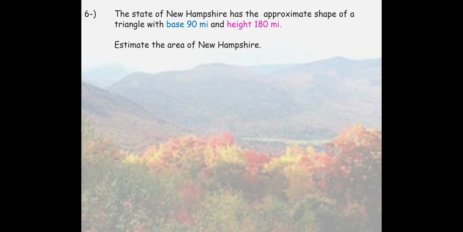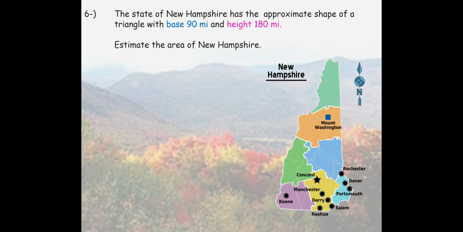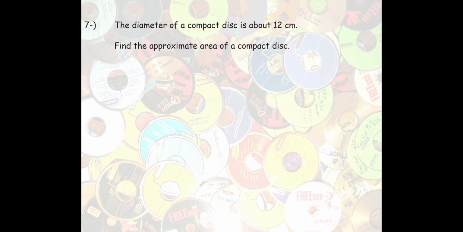Number 6, the state of New Hampshire has an approximate shape of a triangle with a base of 90 miles and height of 180 miles. So estimate the area of New Hampshire. Here when we say estimate, it's because the shape we're dealing with looks like a triangle and is not a triangle. So that's why we say estimate. So area of a triangle is half times base times height, or base times height divided by 2. So it is 90 multiplied by 180 divided by 2, which gives me 8,100 miles, and don't forget the squared.